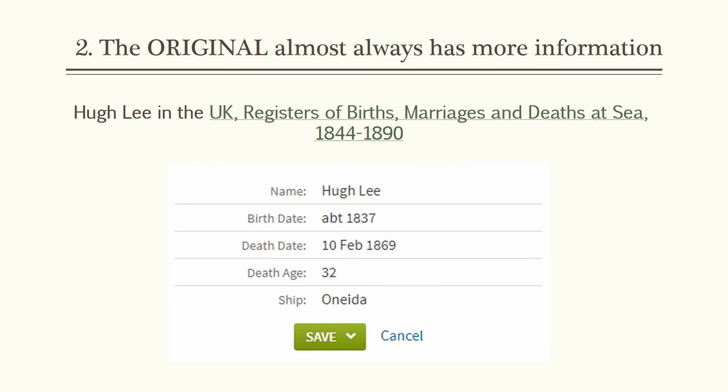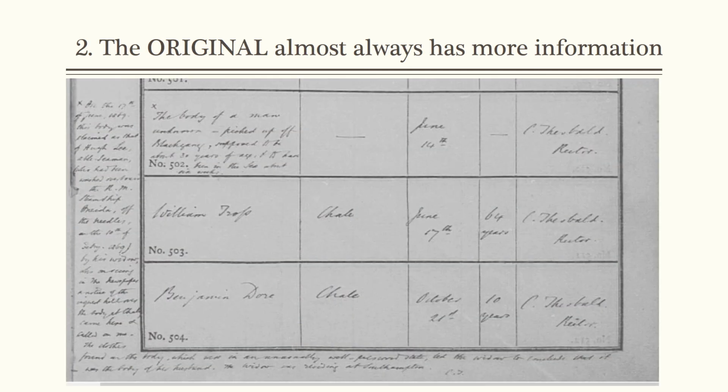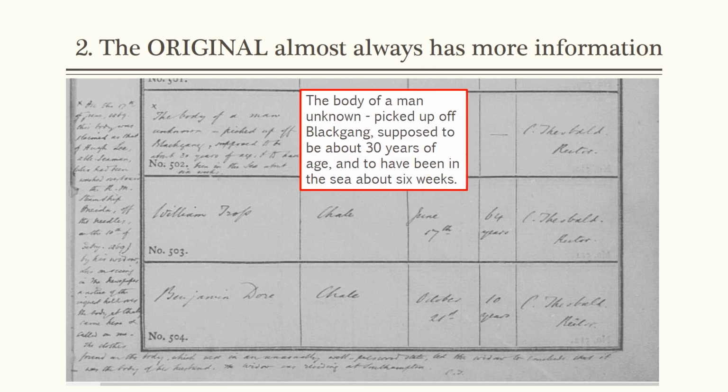Probably my very favorite example of the importance of checking the original comes from this succinct extraction of the death at sea of Hugh Lee. In the burial entry it states, the body of a man unknown picked up off Blackgang, supposed to be about 30 years of age and to have been in the sea about 6 weeks.